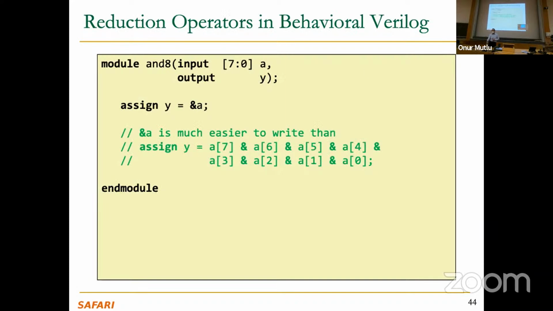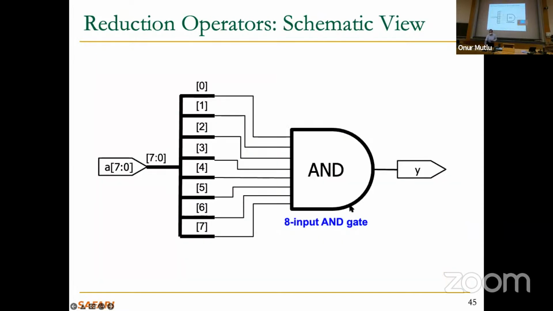You can also have reduction operators in behavioral Verilog. This is an example: you assign Y to a bitwise AND of all bits in the wire or bus A. A is an 8-bit input in this particular case, and Y is the bitwise AND of all of the bits in A. It's much easier than writing it all out. Verilog allows you to do these kinds of tricks. Once you get used to it, you'll use these tricks, and it's fun. That's basically an 8-input AND gate, but again, this may not be the circuit-level realization.